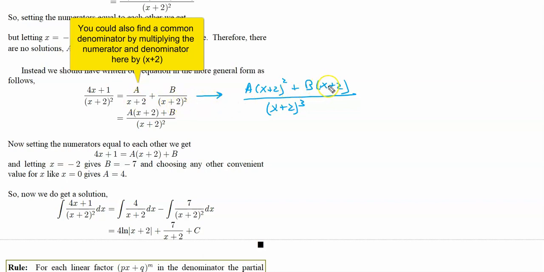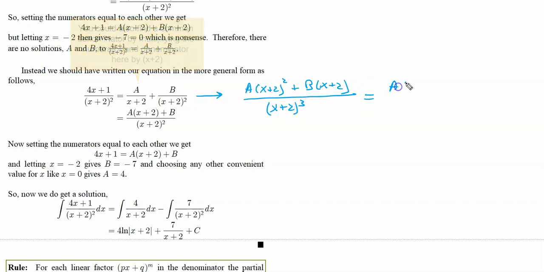Now you'll notice that I can factor out an x + 2 from the numerator, and it will cancel with one of the x + 2 terms down here. So that is how this simplifies. And now you'll notice what we need to do is set the 4x + 1 equal to a times (x + 2) plus just b now.